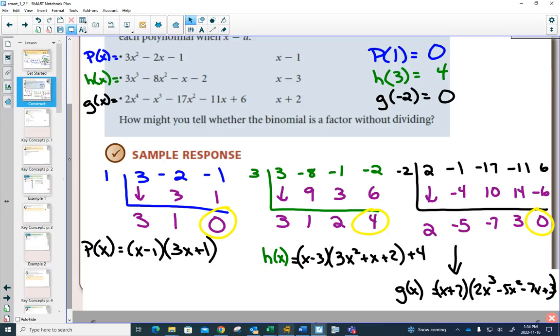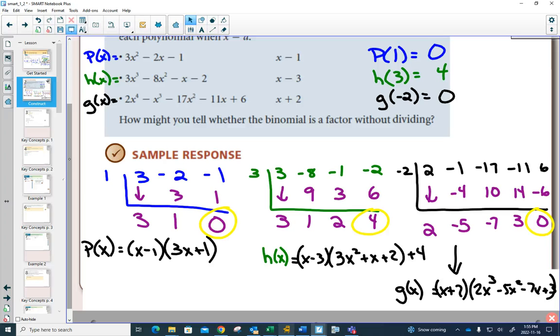I could also plug the 1 into here, since p of x is this as well. Can you see easily that the answer is going to be 0 when I plug in 1? Because the first factor, 1 minus 1, is 0. 0 times, I don't even have to do the mental math here. I could: 3 times 1 plus 1 is 4. 0 times 4 is 0. In the second one, this would not be so easy to plug in 3. You'd have to do 3 cubed, 27 times 3, 81, minus 8 times 9, 72, 81 minus 72 minus 3 plus minus 2, and you get 4. Not as easy mental math.